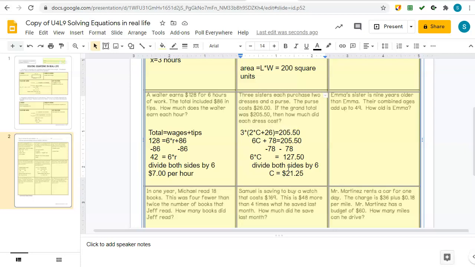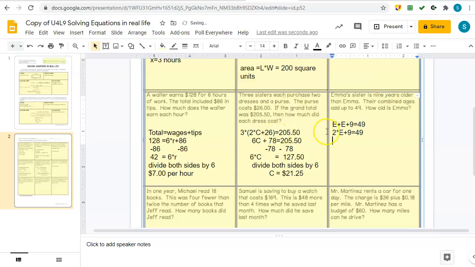So, let's go ahead and read the next one. Emma's sister is 9 years older than Emma. Their combined ages add up to 49. So we've got Emma's age plus Emma's sister's age, and that has to equal 49. And the question is, how old is Emma?